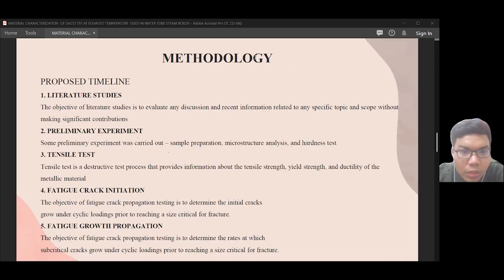For FYP1, literature study and preliminary experiments have been done to obtain preliminary results for microstructure analysis. The literature study is done to evaluate any discussion or recent information related to the topic of material P91. The preliminary experiments that were carried out are sample preparation, microstructure analysis, and hardness test.